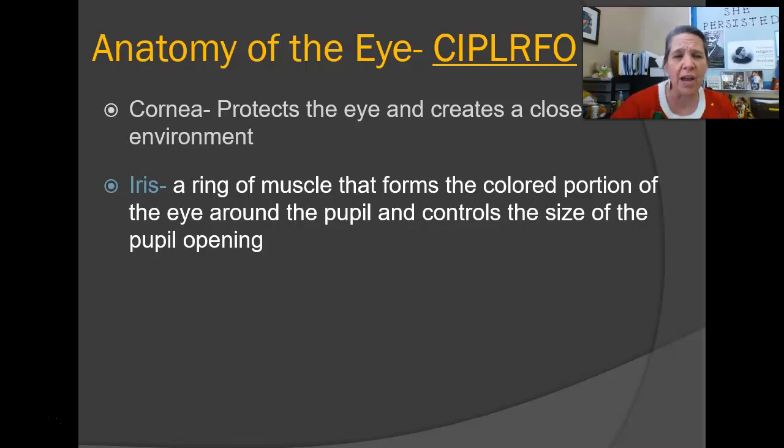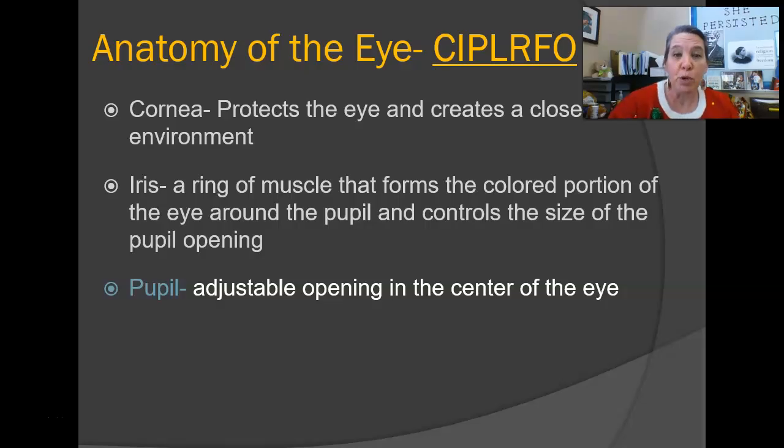The I is for iris. The iris is that ring of muscle that is actually the colored portion of your eye. So if you have blue eyes, your iris is blue. That muscular part of your eye is blue. It surrounds your pupil and it does control the size of your pupil. So your pupil will dilate and constrict depending on how much light is entering.